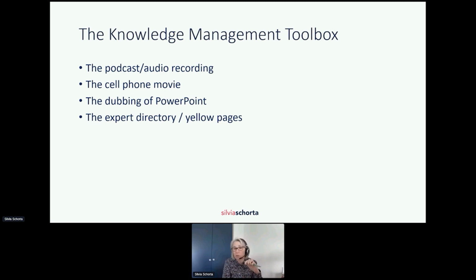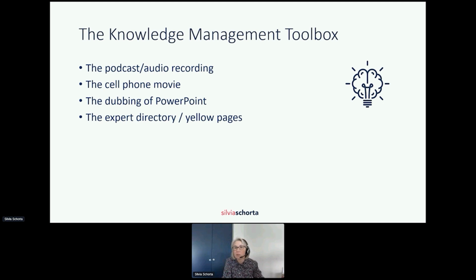Expert directories, so-called yellow pages, where everybody writes down who he is, what he does, why he does it, and what his special interest is. So if you're looking for expertise in a company, you can go to these yellow pages and look up who could probably help you with your problem. That's a simple thing you can do. You can do it also in a wiki, no problem, so that everybody finds everybody else.